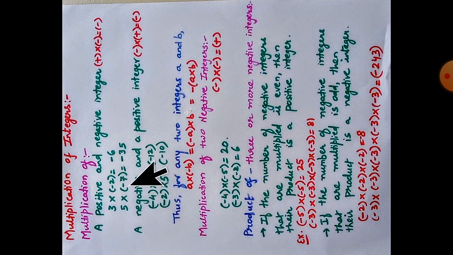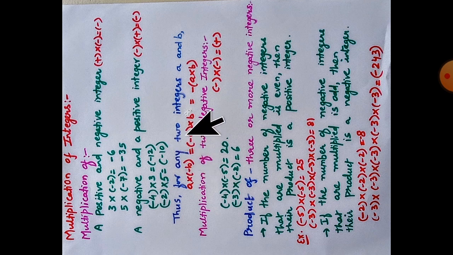Next is 5 into minus 7. That is positive 5 and minus 7, plus into minus will be minus. So minus 35. For a negative and a positive integer, minus into plus will be minus. So minus 4 into 3 will be minus 12. Negative into positive will be negative, minus 12. And again minus 2 into 5, that is, minus 2 is negative, 5 is positive. So negative into positive will be negative. So 5 2s are 10, the answer will be minus 10.